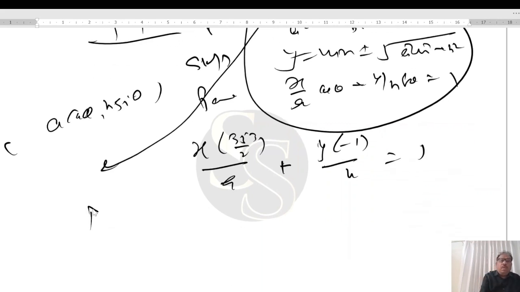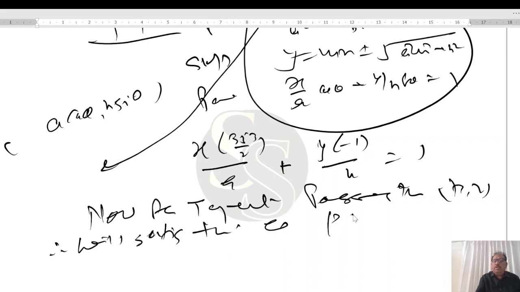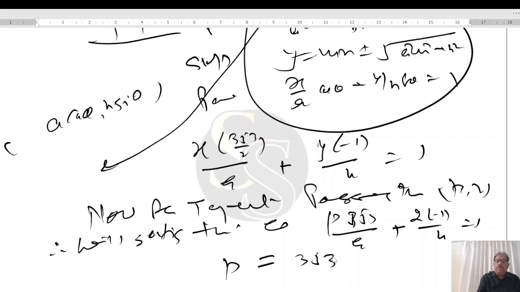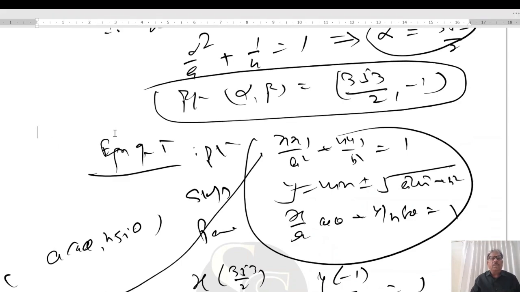Now, as the tangent passes through S(p, 2), it will satisfy this equation. So p times 3 root 3 divided by 9 (sic) plus 2 times minus 1 by 4 equal to 1. On simplification, p comes out to be 3 root 3. P comes out to be 3 root 3. That's the answer.